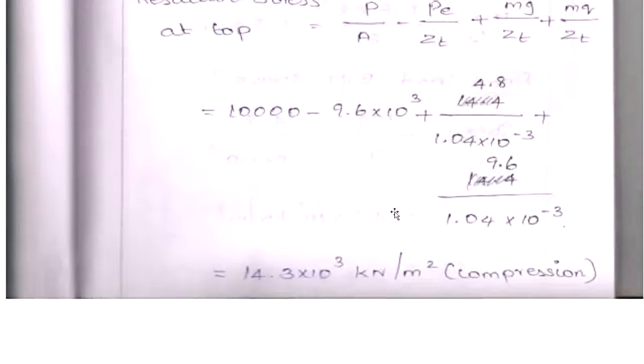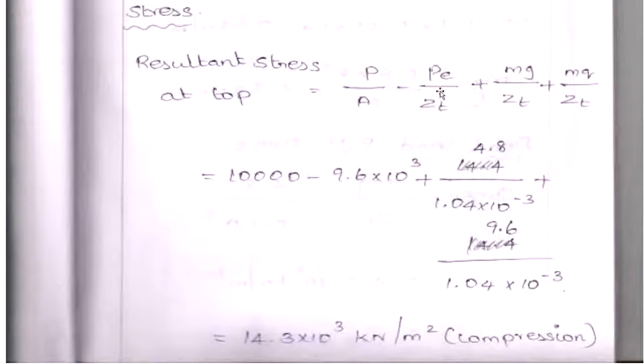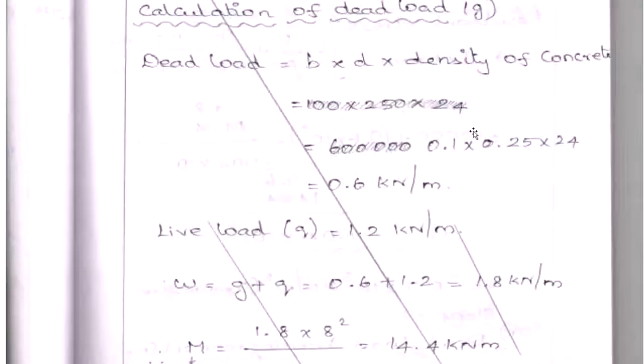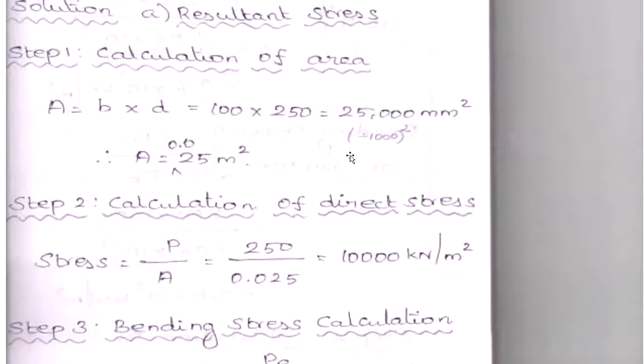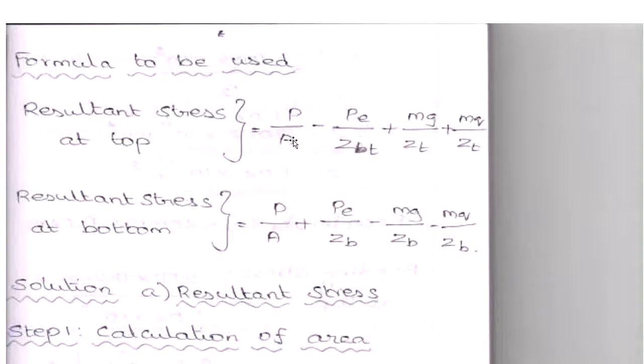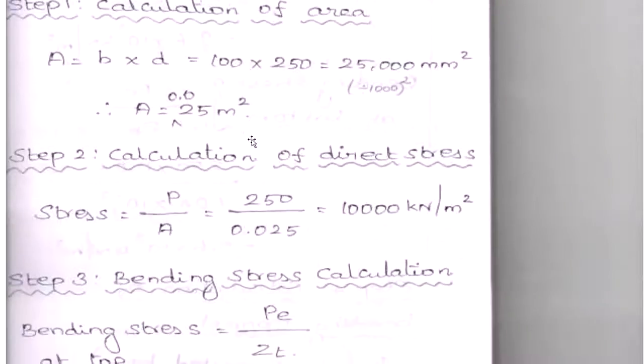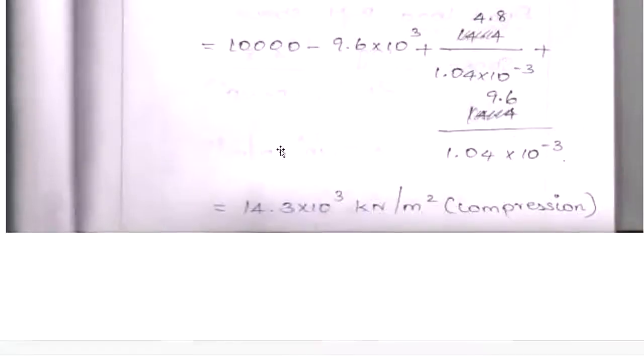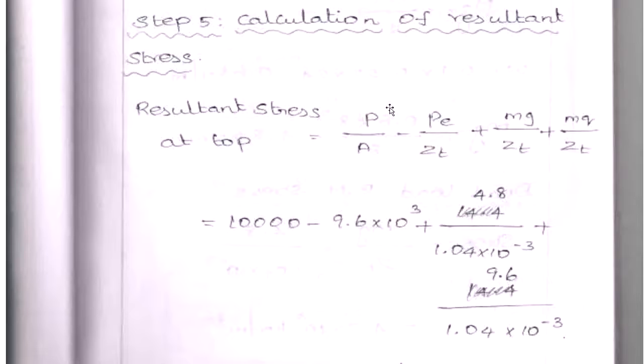Now you can see over here, we have already calculated these quantities. So that is P divided by A minus PE divided by ZT plus mg divided by ZT plus mq divided by ZT. Similarly, these quantities. Now combining these quantities will remain. So at the top fiber, P divided by A minus PE divided by ZT plus mg divided by ZT plus mq divided by ZT.